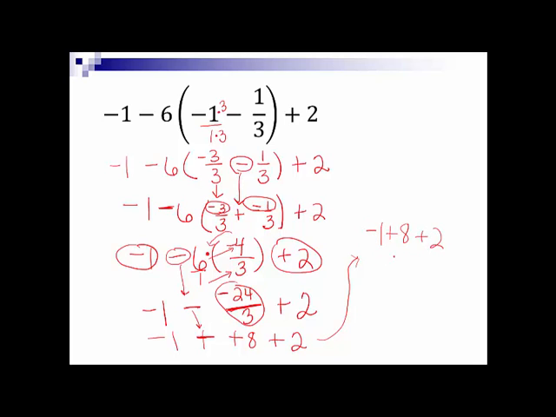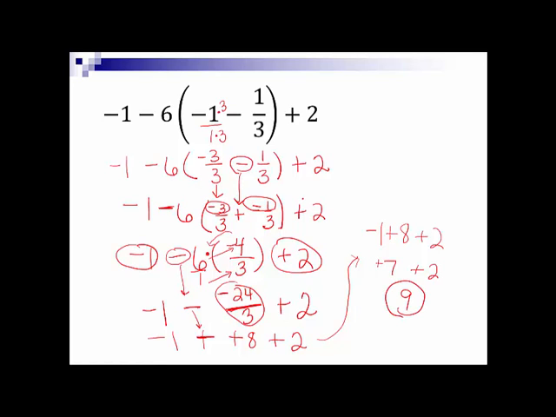What's -1 plus 8? Are the signs the same or the signs different? Signs are different. I'll find the difference. I'll keep what I have more of. The difference between 8 and 1 is 7. What do I have more of? I have more positives. So that's a +7 plus 2, and 7 plus 2 is 9.